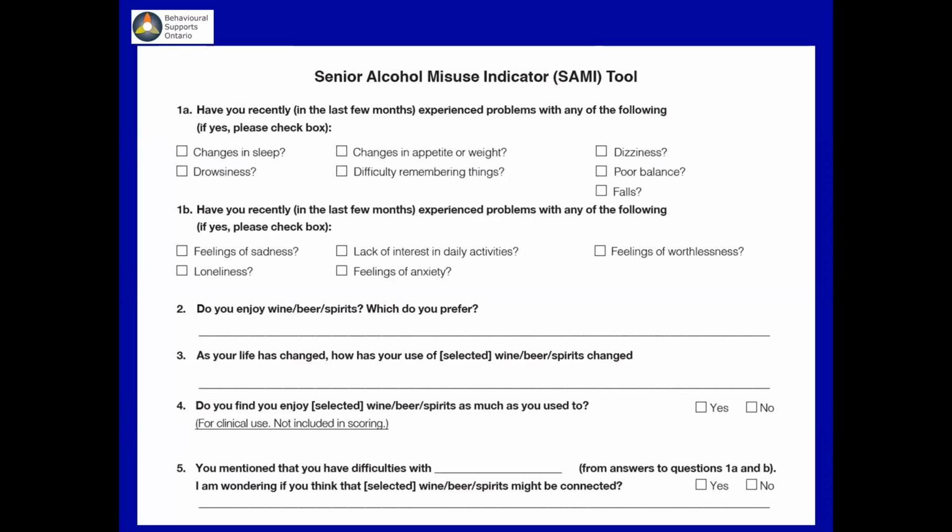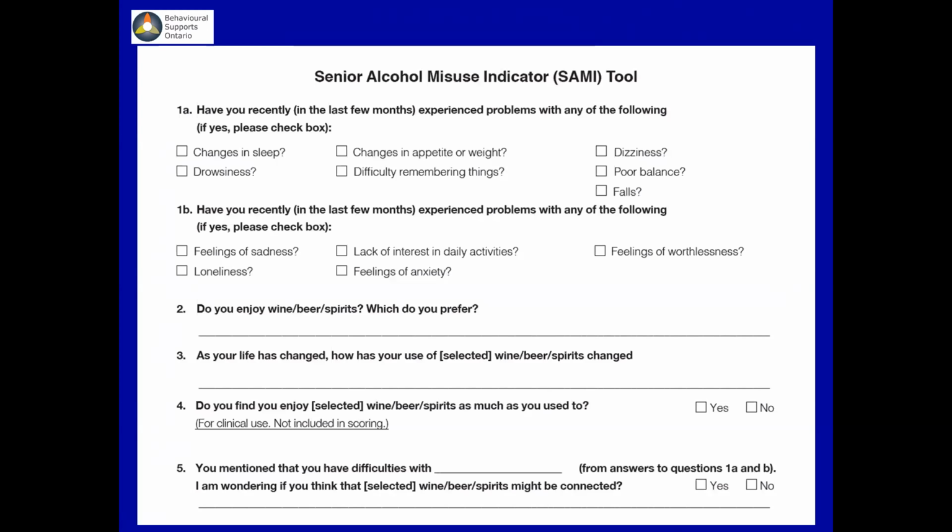The third question looks at how their consumption of alcohol has changed across their lifespan. So as your life has changed, how has your use of wine, beer, spirits changed? The fourth question is not scored, but it's actually clinically interesting. So you ask, do you find you enjoy wine, beer, spirits as much as you used to? For some individuals, they'll say, yeah, I still like it and enjoy it. But if people aren't experiencing the hedonic effects of alcohol, that's kind of clinically interesting. So you're not enjoying it. So why are you still drinking? Because that could lead to a discussion about if you're drinking because you're avoiding withdrawal symptoms or you're using it as a coping strategy. That might be clinically interesting for you to know.